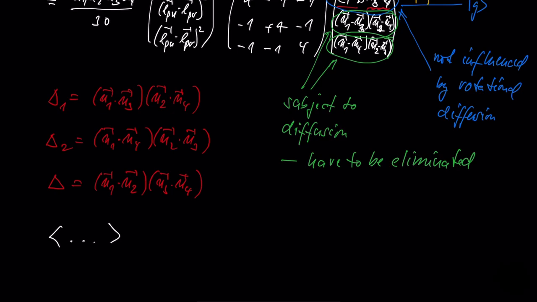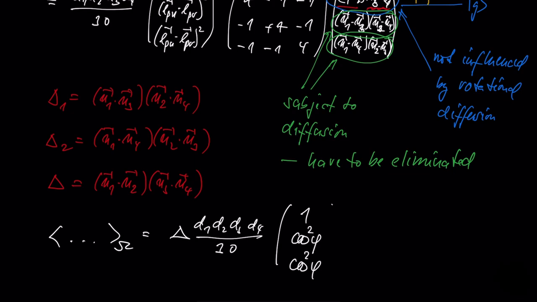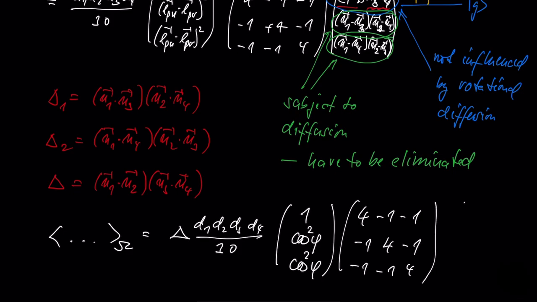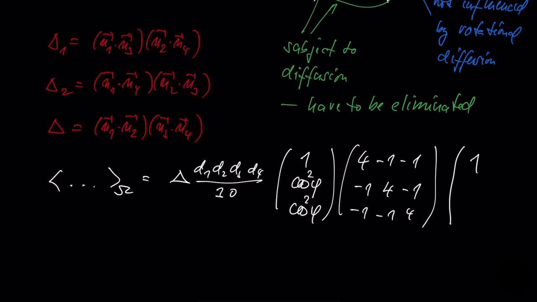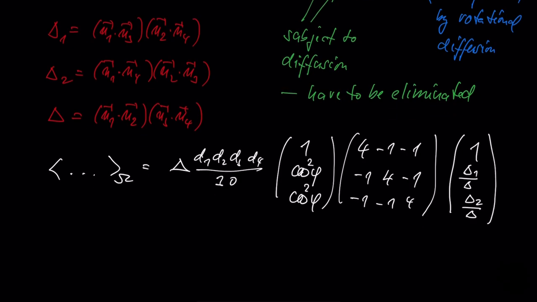And the average that we want to evaluate now equals delta d1, d2, d3, d4 divided by 30. Here we have 1, cosine phi squared, and the matrix 4, minus 1, minus 1, minus 1, 4, minus 1, and minus 1, minus 1, 4. And here we have 1 because we divided by delta. And in here we have delta 1 divided by delta and delta 2 divided by delta. And these contributions both depend on the diffusion.